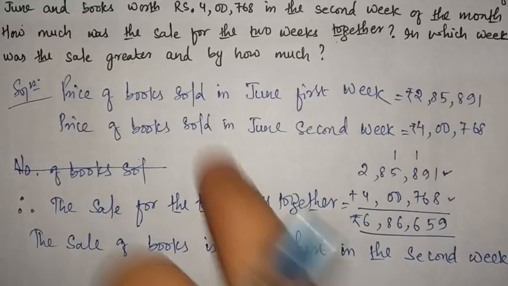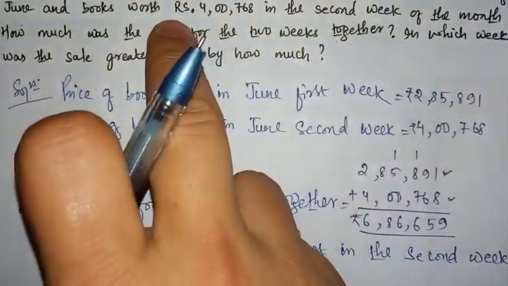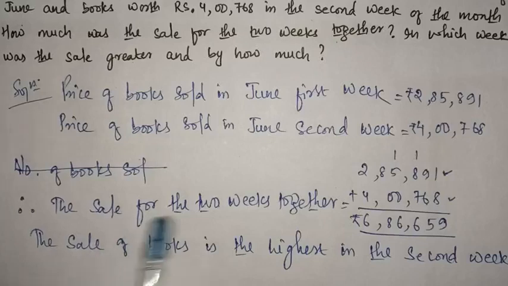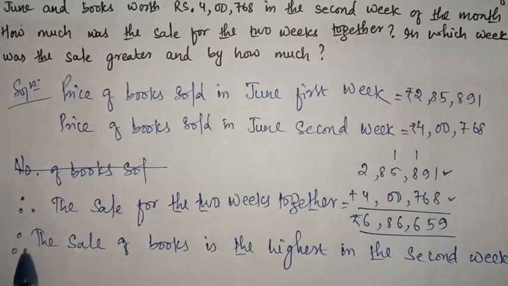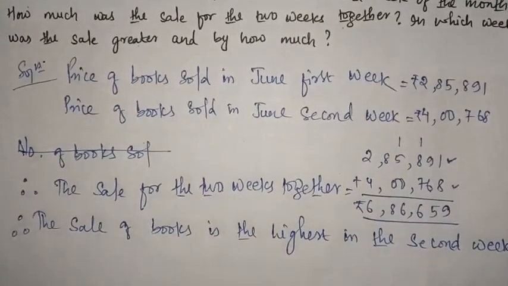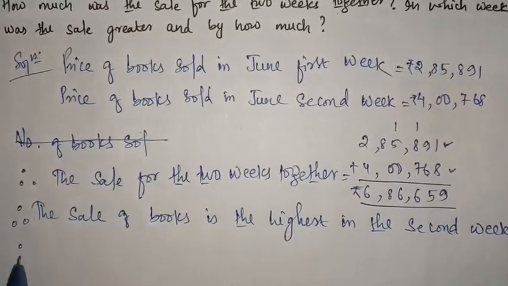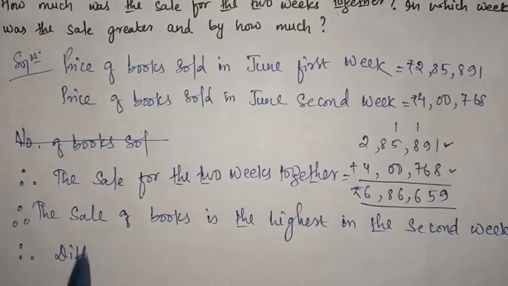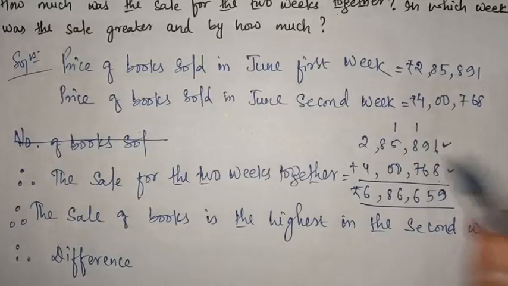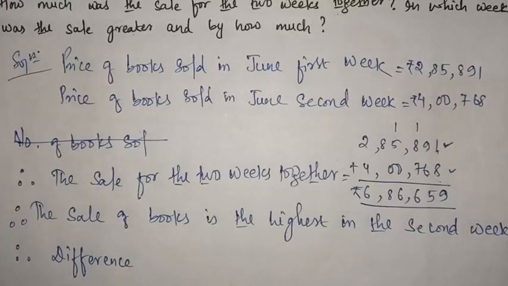Okay, and the last question is this. So remember, there are 3 questions, 1, 2 and 3. That is, first was the sale, what was the sale altogether? The second question was, in which week the sale was highest, and in the last, by how much? Okay, by how much the sale was highest in the second week. So you will write at the last, therefore, difference. That means you have to find the difference only. That is, we have to subtract this and this value, and we will get by how much the value is greater.